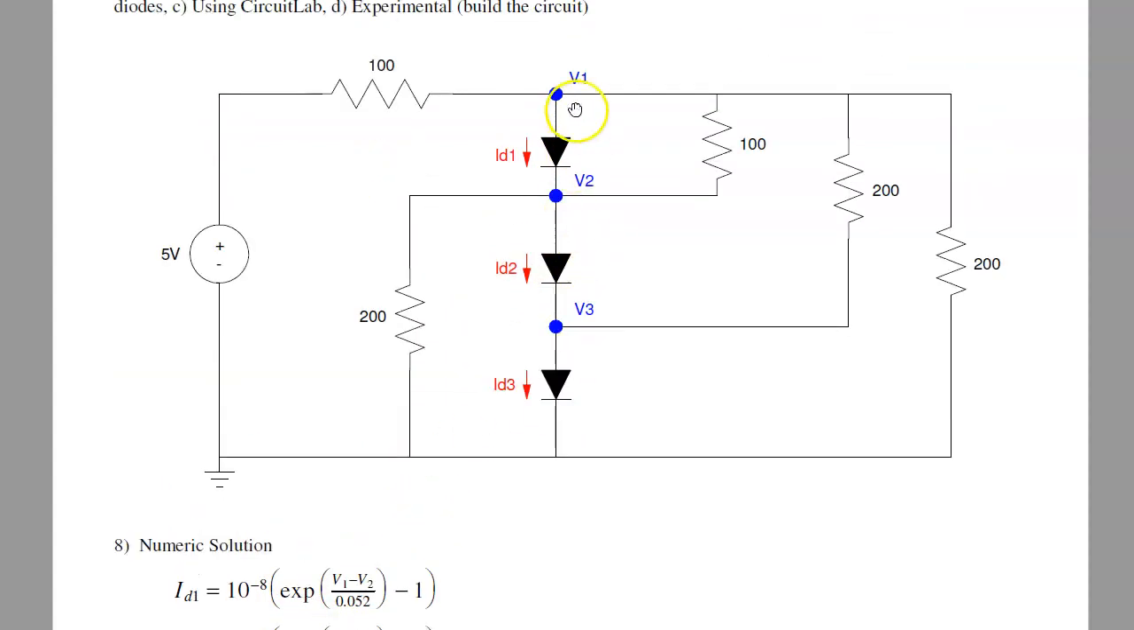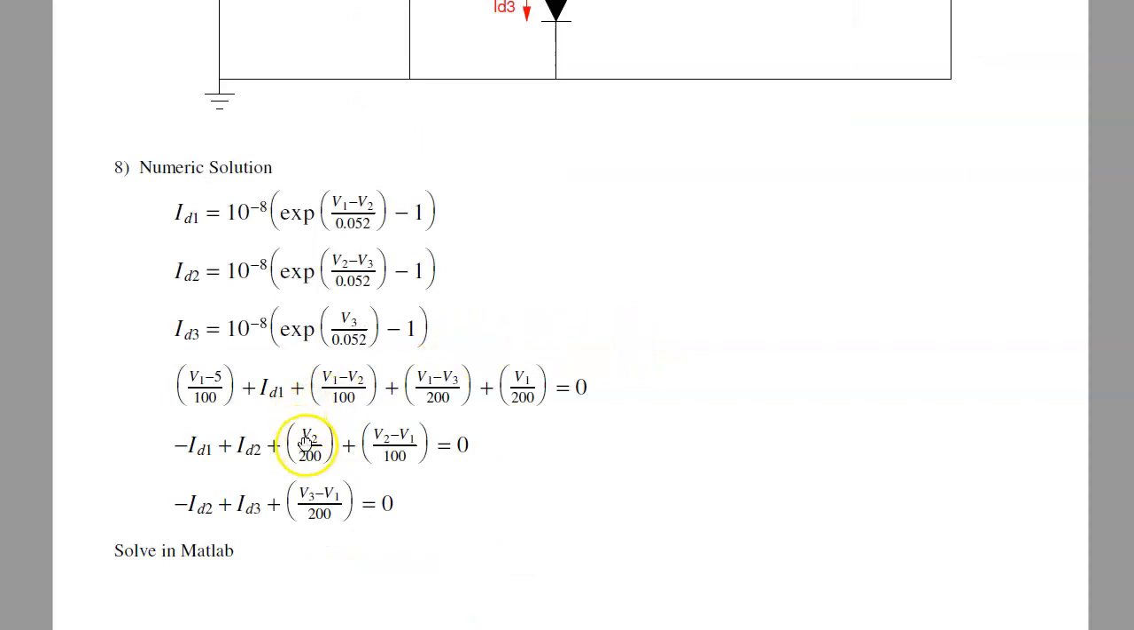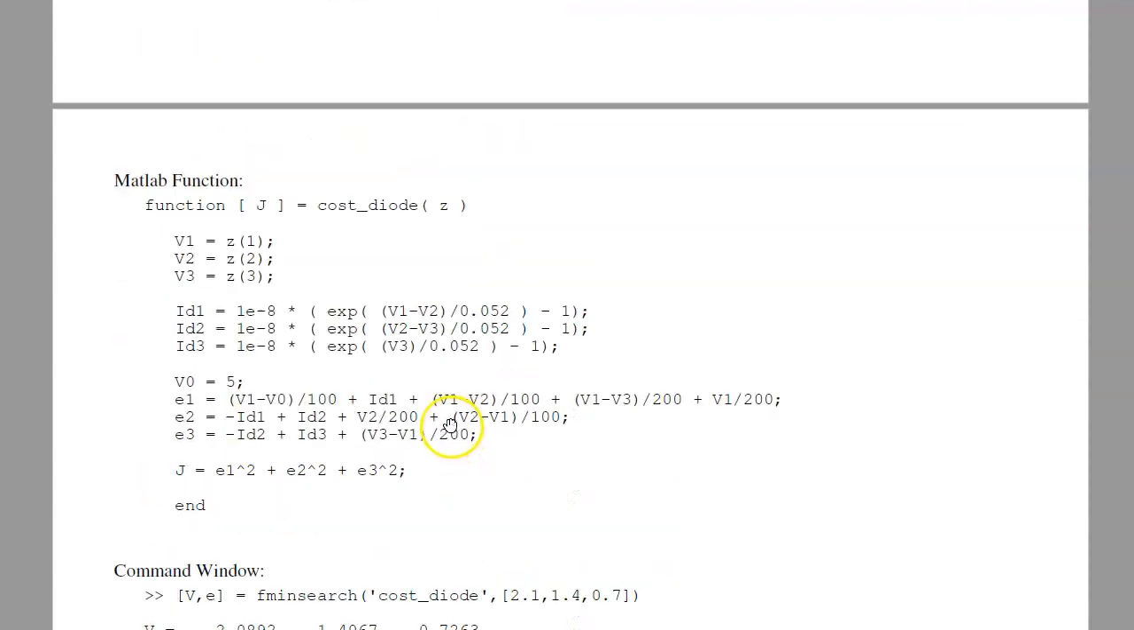Then the node voltage equation at node 1, current left, down, down, down, down, adds to 0. This current is ID1. At node 2, it's minus ID1 plus ID2 plus the current left plus the current right. Node 3, it's minus ID2, the current up, plus ID3, current down, plus the current right, equals 0. And in MATLAB I can solve. Here I've got really 3 equations, 3 unknowns, but they're hard to solve, they're nonlinear. That's where fminsearch comes into play.